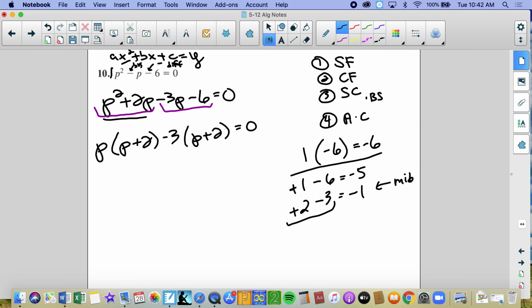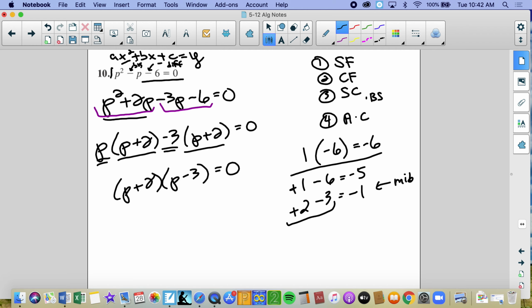And I know I did it right when my parentheses are identical. They must be the same. If they're not the same, then that's a telltale sign that I've done it wrong. So since they both have p plus 2, I'm going to factor that out. And then what does that leave me with? That leaves me with p minus 3 equals 0. Now, so let's go back to why did I do this?